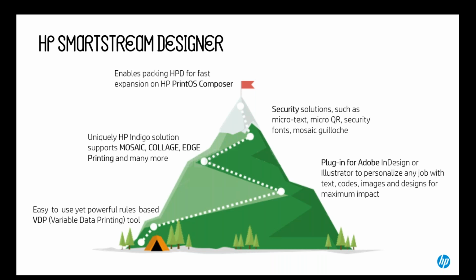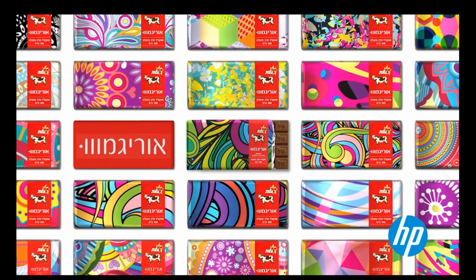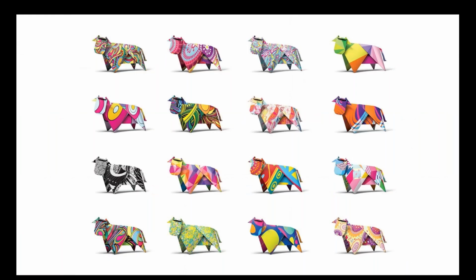If I go a little deeper about the campaigns that we can do, we can do mosaic campaigns like this chocolate wrapper. As you can see, with many mosaic seed files, they created 1 million different wrappers that you can then take and fold into an origami cow.